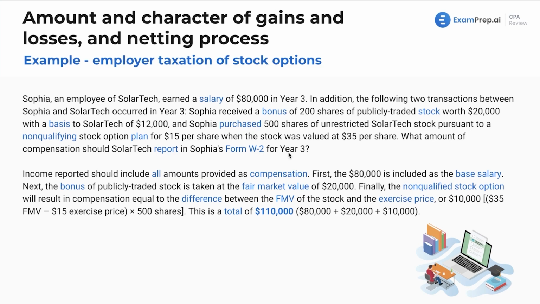Great question. We got to be familiar with those forms, understanding how all of these items will flow through to that. Now, income reported should include all amounts provided as compensation. First, pretty clear, the $80,000 base salary, definitely. Also, the $20,000 bonus. Those two are pretty clear in terms of how they're going to be reported. So the bonus of publicly traded stock, it's taken at its fair market value. And then I think what I would say is maybe the more complicated one here. The non-qualifying stock option will result in compensation equal to the difference between the fair market value of the stock and the exercise price, or $10,000. And we've got our calculation here, how we get there. Final answer is $110,000.